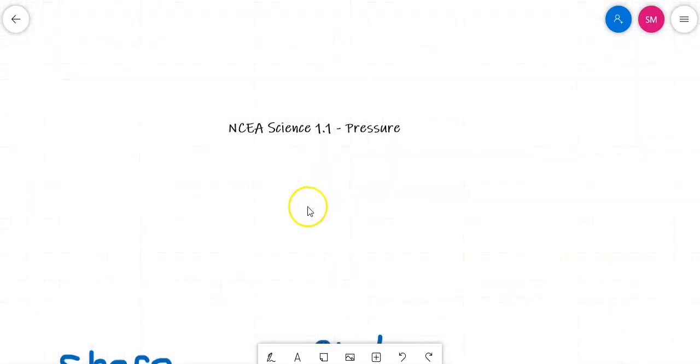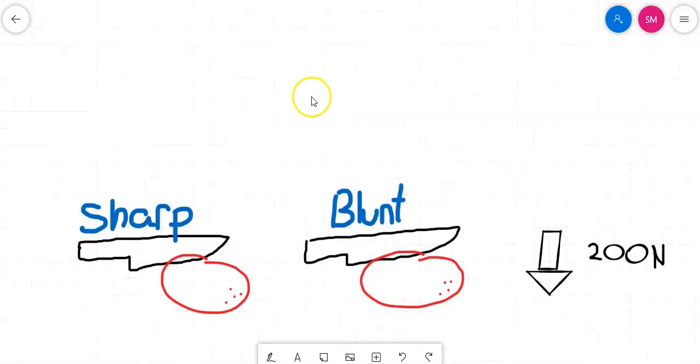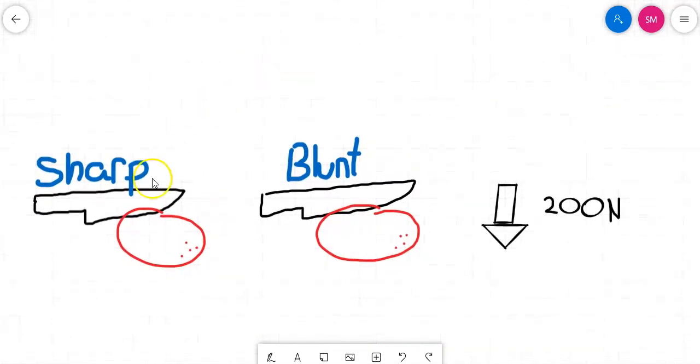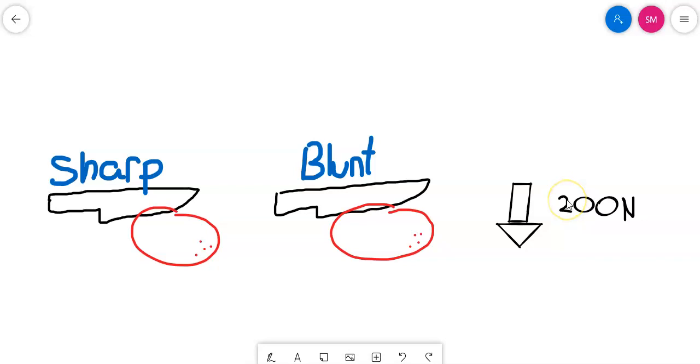We'll get straight into it. So what is pressure and what is the importance of it? Well, imagine if you had two knives and you were trying to cut a tomato. One knife was sharp and one knife was blunt, and you applied a force of 200 newtons to the knife in the downwards direction. Which knife would you prefer to use in order to cut the tomato?